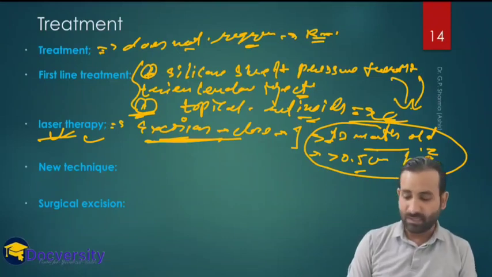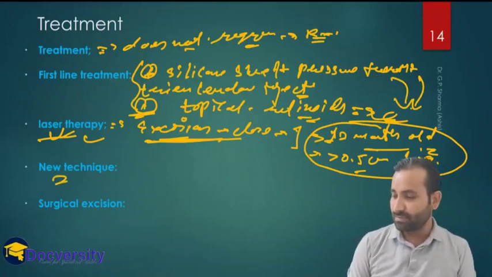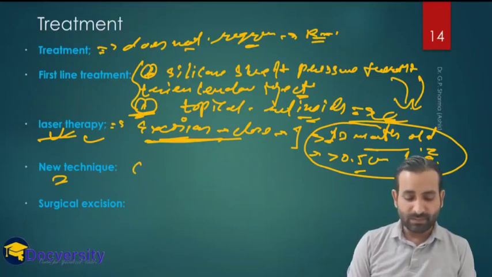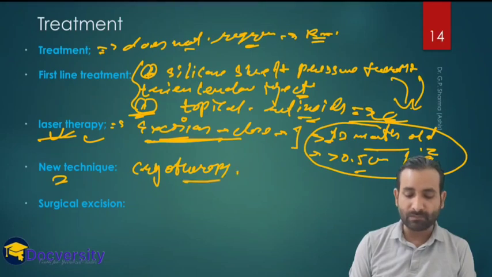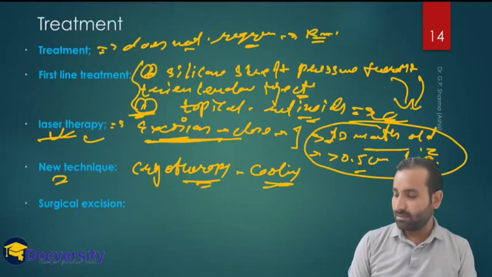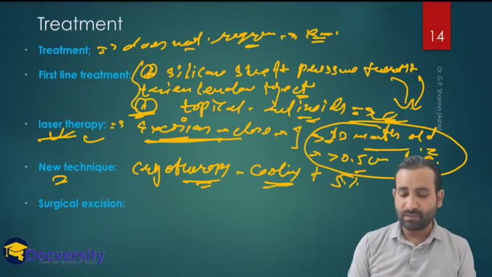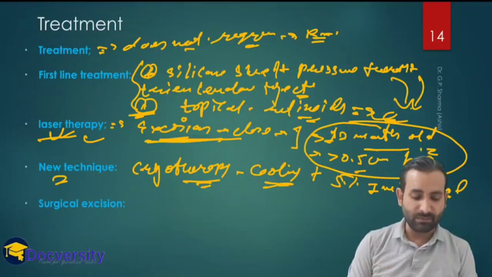And we have the newer technique nowadays. In the newer technique, what we do is the intralesional cryotherapy. Cryotherapy means cooling. Is that okay? Cooling and killing the tissues, right? So we'll do the cryotherapy, and then plus we inject 5% imiquimod. This is our new technique.